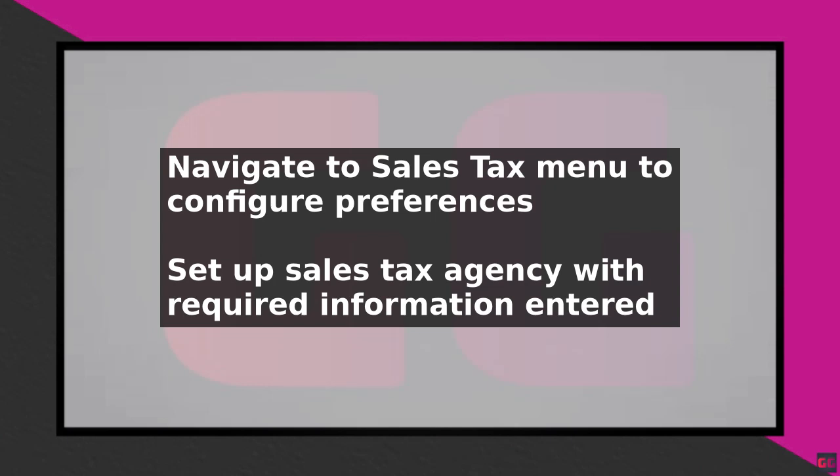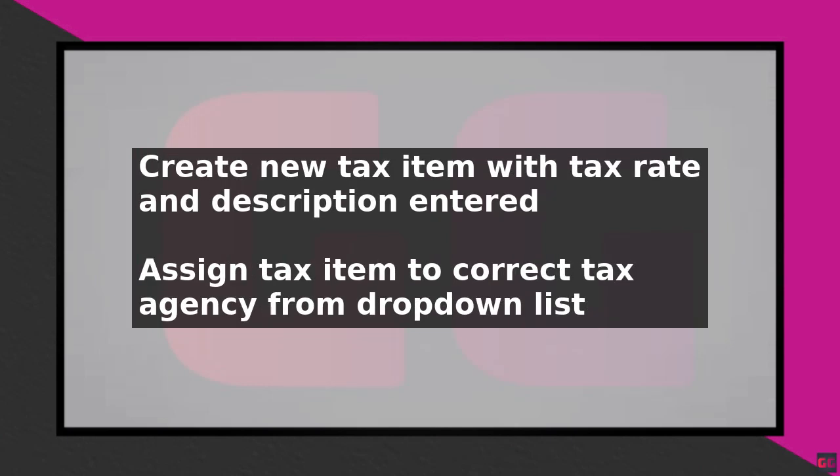This is typically your state or local government agency responsible for collecting sales tax. To do this, click on the Add a New Tax Agency button and enter the required information, such as the agency name and address. Next, you need to set up your sales tax item.